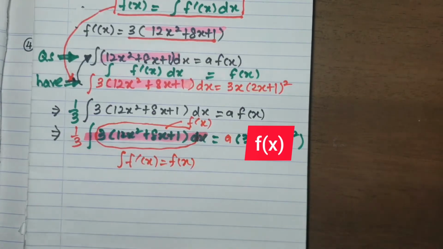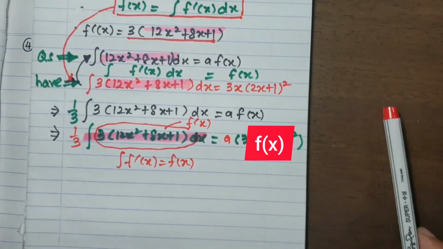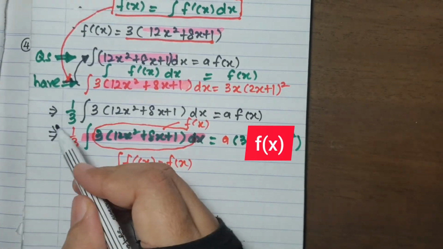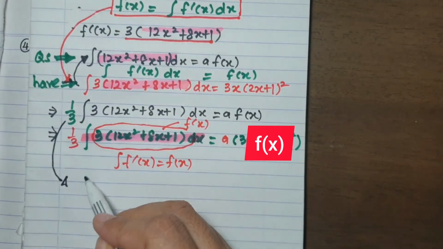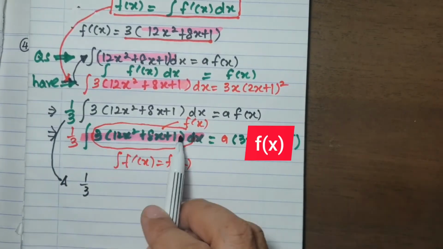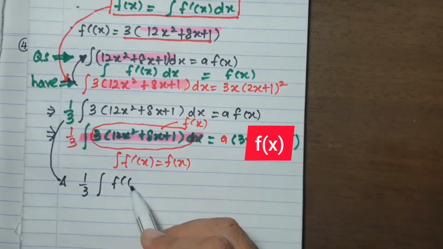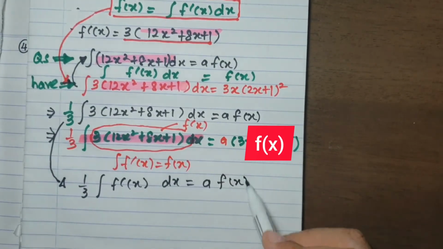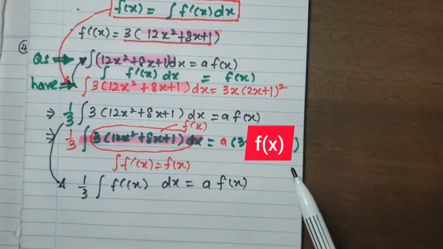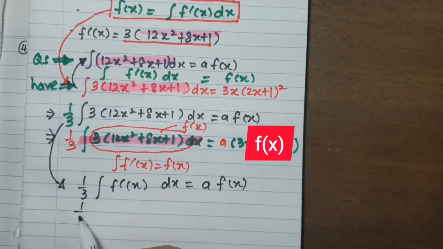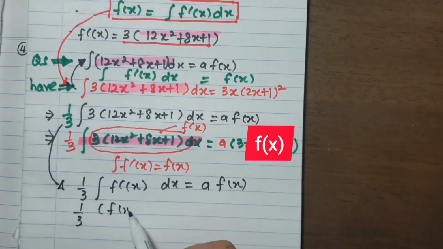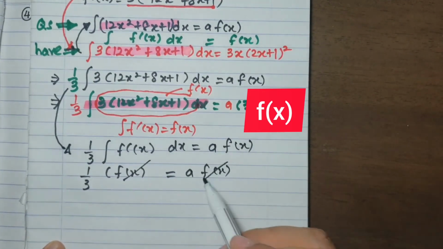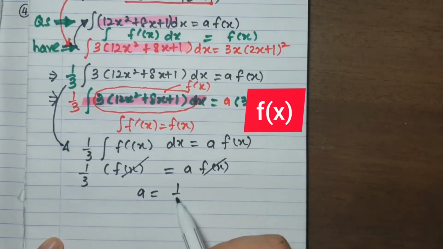So actually here, you can write 1 over 3. This one is your f prime x, and A f x, right? So now, integration of f prime x, the result is fx. Okay, so this one and this one can cancel, so A becomes 1 over 3, done.